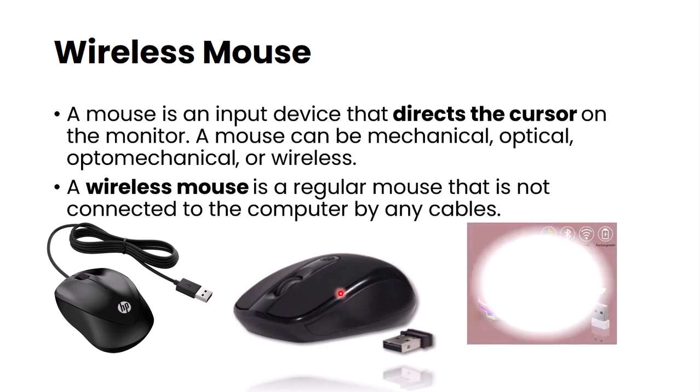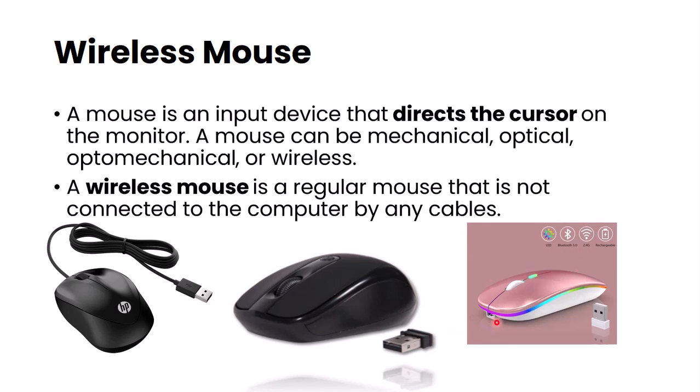You insert this into the USB slot on the computer, and then you can use the mouse. Now there is this one, a wireless mouse. So we are using a wireless mouse. Some are Bluetooth, some are this, some you can charge, and a whole lot of things. Now the next one is the light pen.